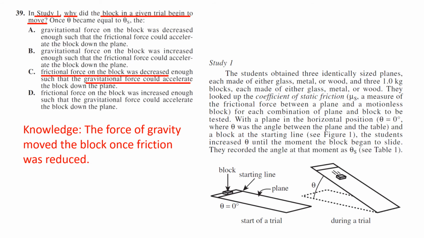It would be tempting maybe to choose choice B. The gravitational force was increased, so the frictional force could accelerate the block. But this frictional force does not accelerate it. It prohibits it from moving. That's why B is wrong. So your answer has to be C.